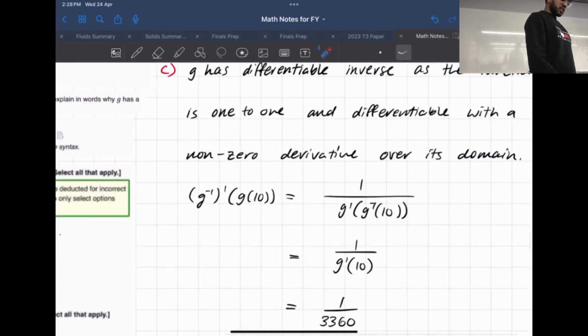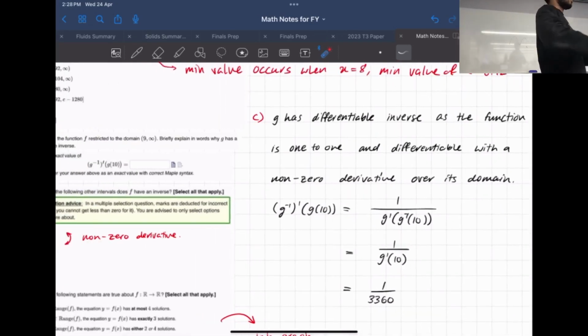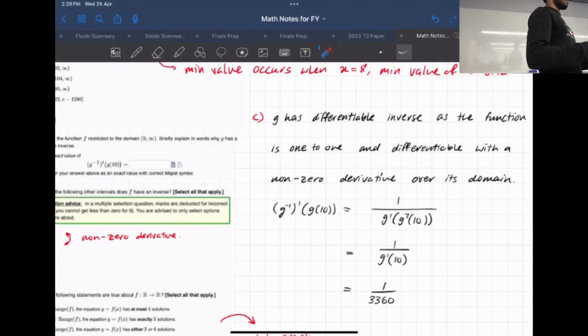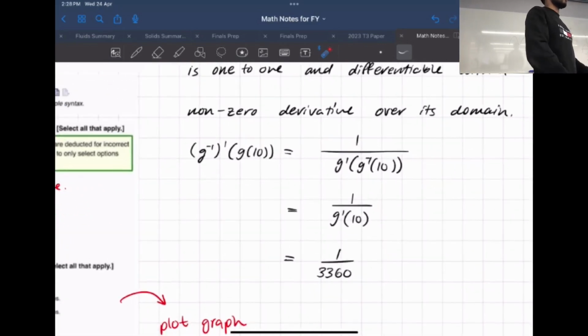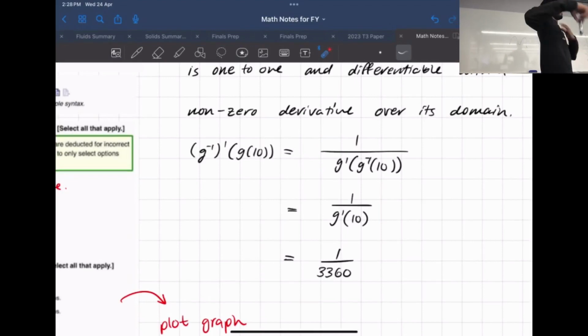Hey, part C. Leo had a weird way of doing it. Leo, what'd you do? Did you just chuck it into Maple? Yeah. Okay. It's a long question. Is it? Okay. So this is all you have to do, by the way. We're taking the derivative of the inverse.